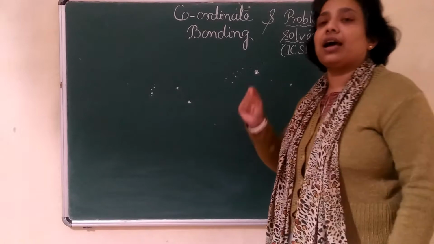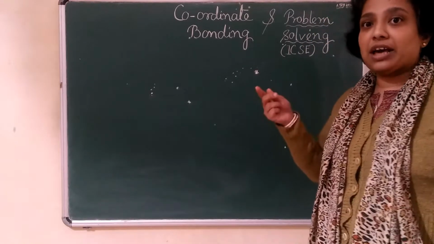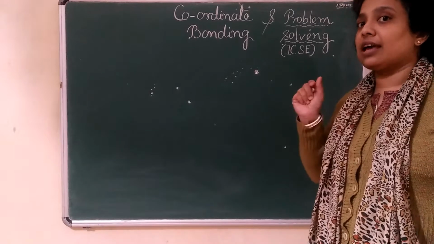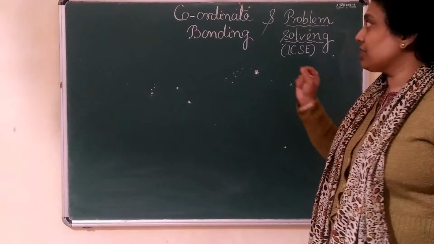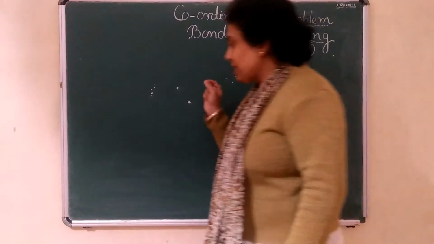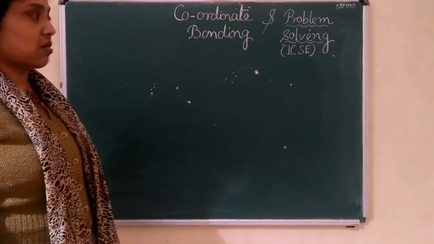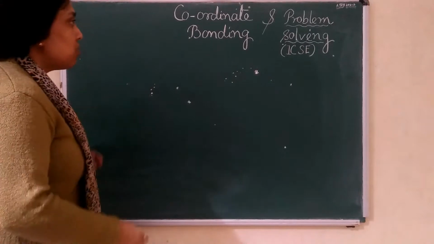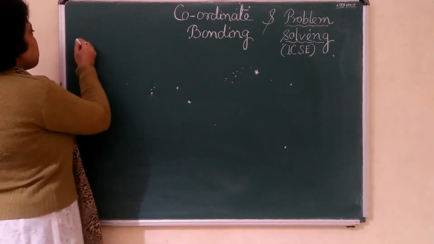I have taken a few problems also, so that when I explain, you will know these are the errors, and I should not do that. So let's start. Coordinate bonding is a very small topic. I'll explain that and then start problem solving from this chemical bonding chapter, which is related to your board exam.